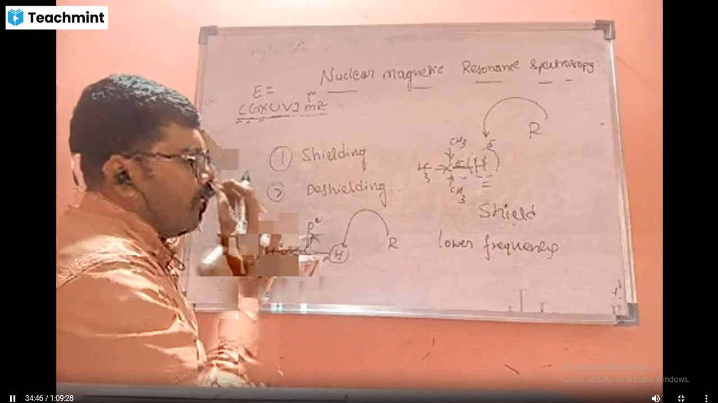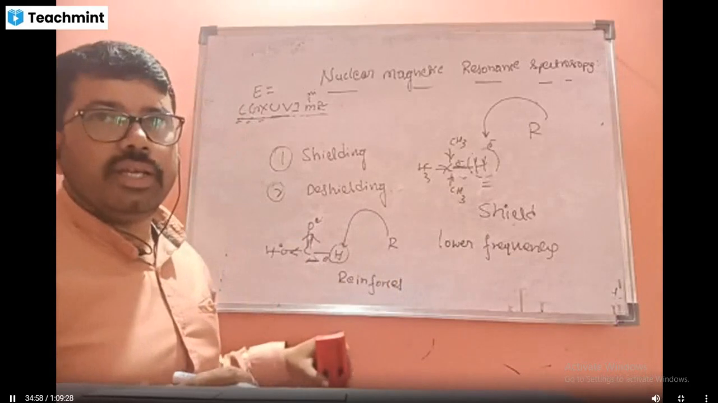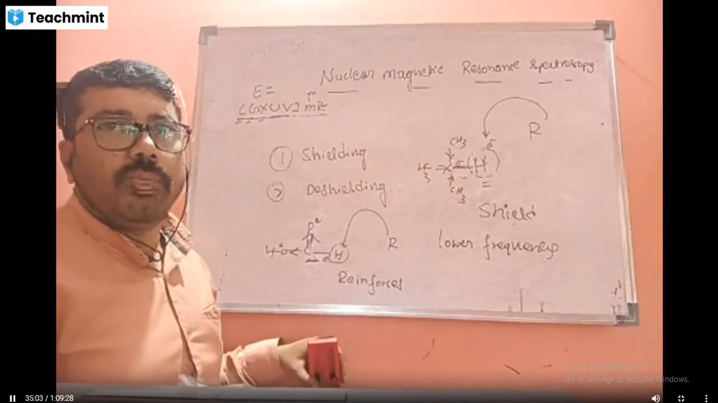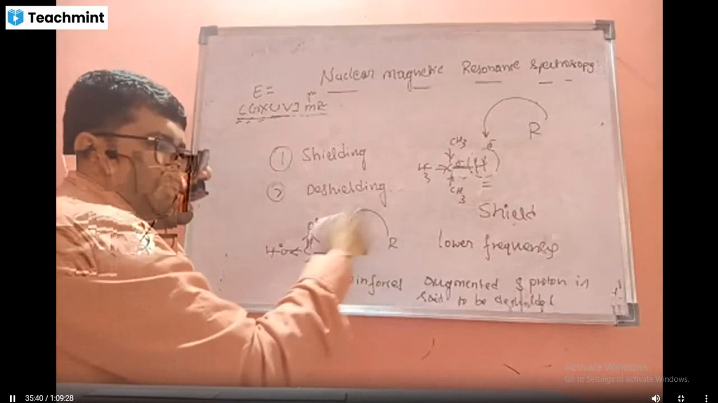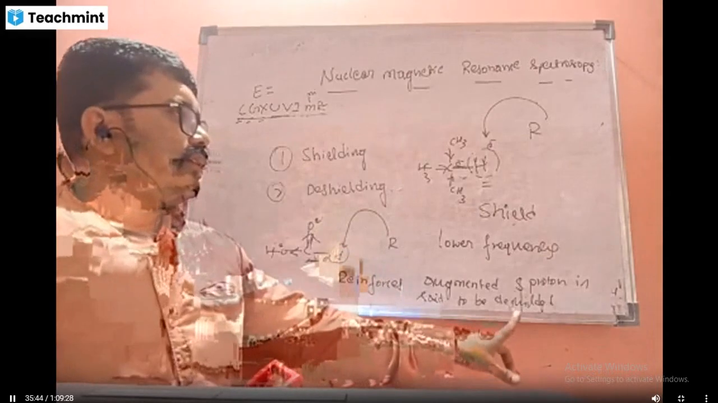The definition of de-shielding: if the field generated reinforces the applied field, then the field felt by the proton is augmented, meaning increased, and the proton is said to be de-shielded. Because of the withdrawal, the de-shielding is explained more. So it reinforces the applied field. The proton absorbs more radio frequency. Thus this is called de-shielded and this is shielded.